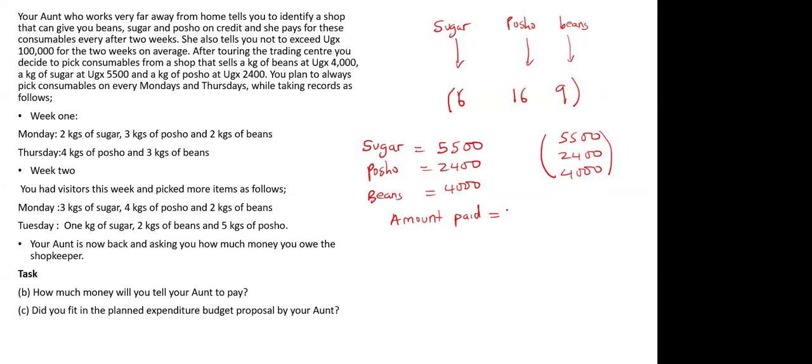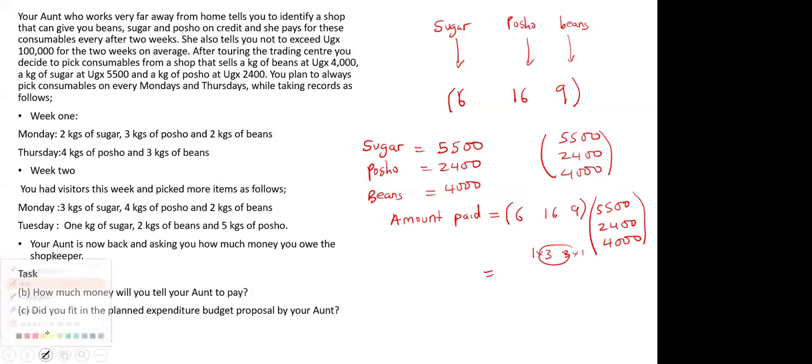I prefer having the cost first. Your quantity, it means you come here and say my quantity is 6, 16, and 9. Then here you have 5500, 2400, and 4,000. Now, when you look here, this is a 1 by 3 and this is a 3 by 1, meaning that they are compatible. You can multiply them at a go.